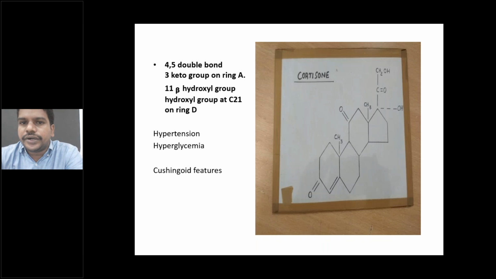Then cortisone. Cortisone has a 4,5 double bond and a keto group on ring A.